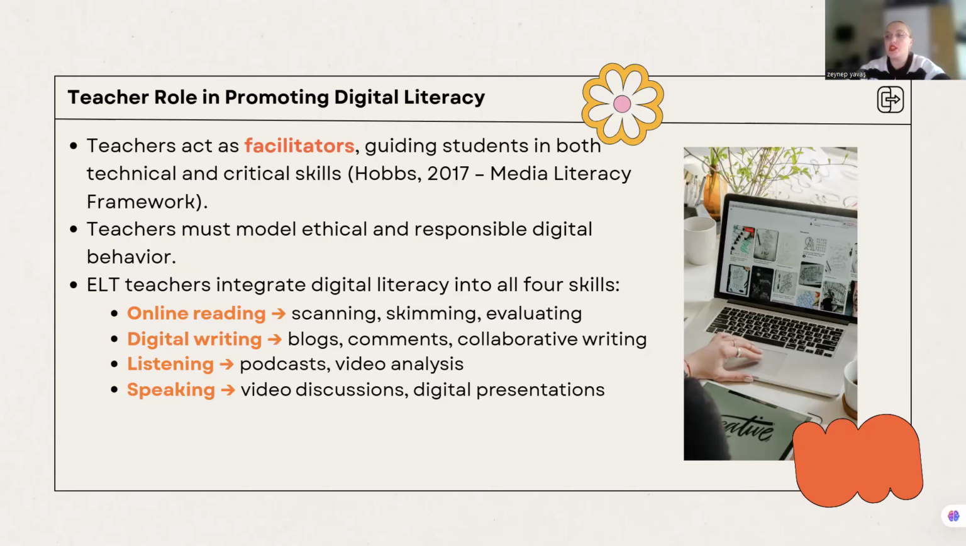And of course, digital literacy can be integrated into all four language skills. For example, online reading in terms of scanning, skimming, and evaluating; digital writing in terms of blogs, comments, and collaborative writing; listening, with podcasts and video analysis; and the last one, speaking, for example, video discussions and digital presentations. So digital literacy is something we can embed in almost any lesson.